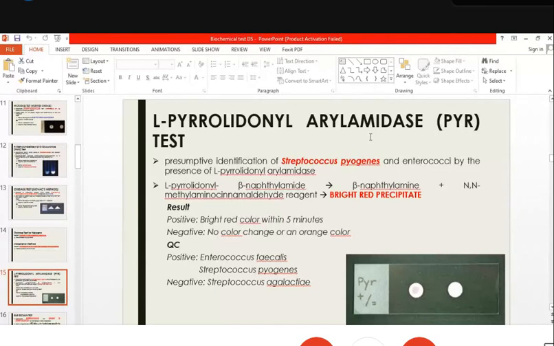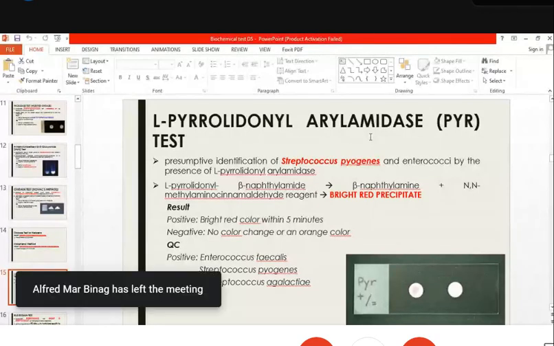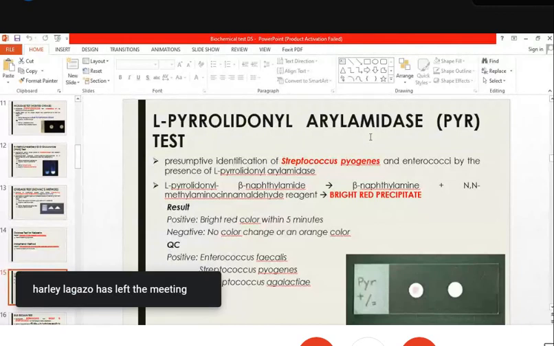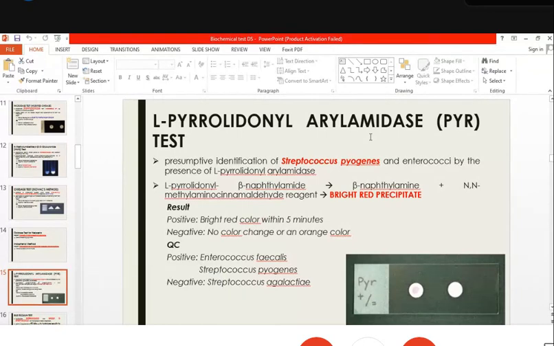And gelatin hydrolysis, anong ating positive result? In the presence of the enzyme gelatinase is partial or total liquefaction. And then, sa ating hippurate test, anong ating positive result? Due to the formation of what? We have now our deep purple. Okay? Sa ating leucine aminopeptidase, anong ating positive result? This again, red. You will get the red within 1 minute after the addition of cinnamaldehyde.